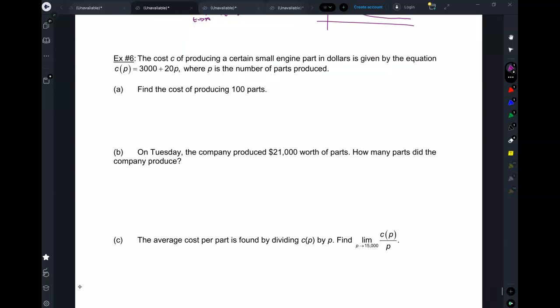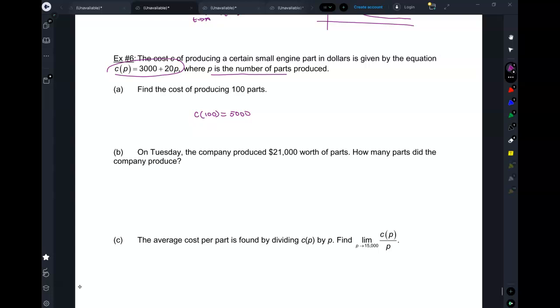Okay, so the cost C of producing a certain small engine part in dollars is given by this equation. So this is cost, and P is the number of parts produced. Find the cost of producing 100 parts. I know this is a total no-brainer, but the point of writing this is so you know notation. So what you would do is C of 100 is 5,000. And before you ask, do we have to write C of 100? I'm trying to make you elegant and dignified math students here, so I'd rather not even entertain that question.